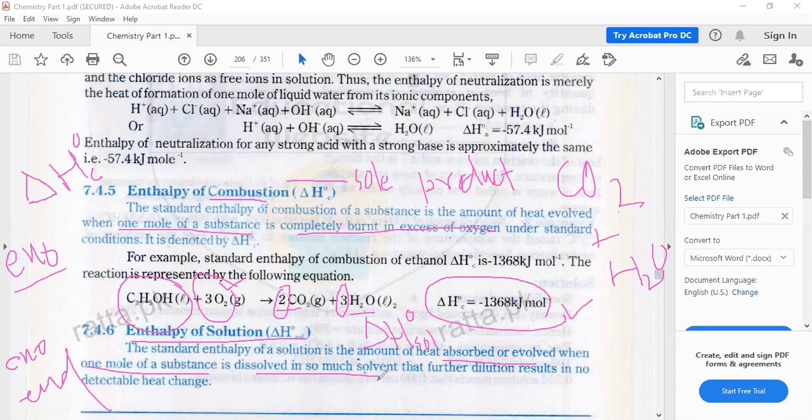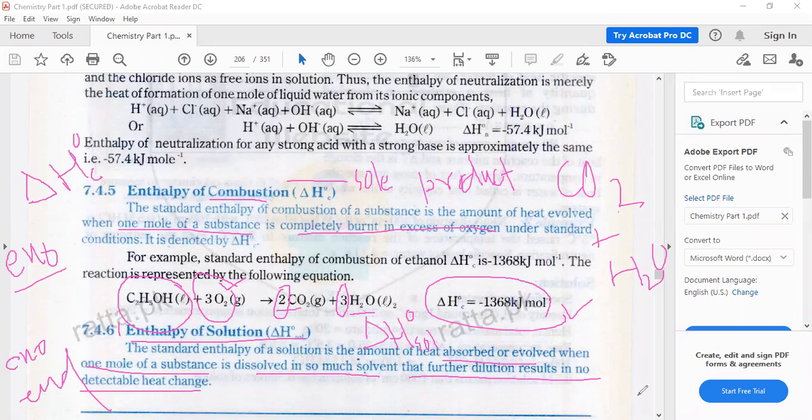Such an amount of solvent that your substance is not detectable in that solution. So you have to take the excess of the solvent and 1 mole of your substance. Further dilution results in no detectable heat change, so you cannot observe the heat change. You have to make such a solution to check the enthalpy.